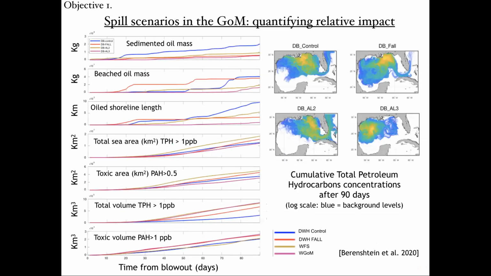At the same time, you can use this output to look at different scenarios of oil spill. And we can assess spill risk by ranking scenarios from the least to the most impactful for tested variables. So here, for example, the tested variable for different oil spills in different positions of the Gulf, East Gulf, West Gulf, or during a Deepwater Horizon that would occur during the fall. You can look at sedimented oil mass on the seafloor, beach oil mass on the coastline, or the length of the oil shoreline. You can look at sea area in square kilometers with total petroleum hydrocarbon, or you can select the PAH with toxic area that are over a certain threshold, and so on and so forth.